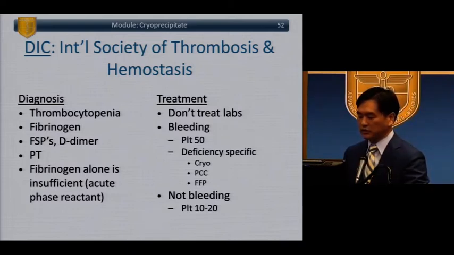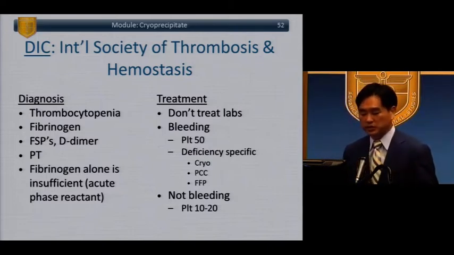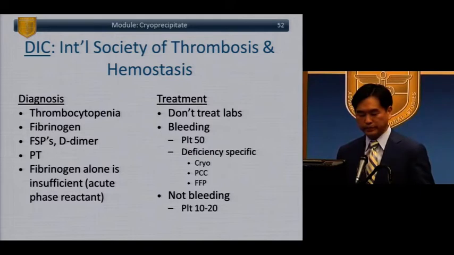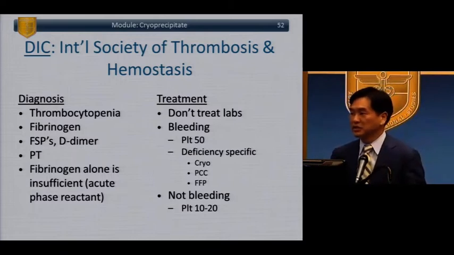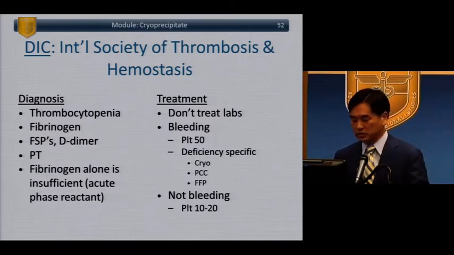Then you treat the patient. If they're bleeding, you give them what they need. If they're not bleeding, theoretically, you don't have to give them anything. Because if you give them cryo, cryo doesn't have platelets, but maybe the issue is that they're thrombocytopenic. So now you're just treating numbers, which doesn't necessarily help. Treating fibrinogen alone is insufficient for the diagnosis of DIC because fibrinogen varies in relationship to stress and should really only be given in deficiency and in the presence of split products.